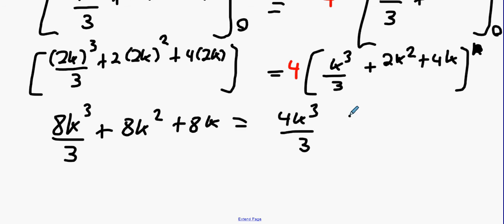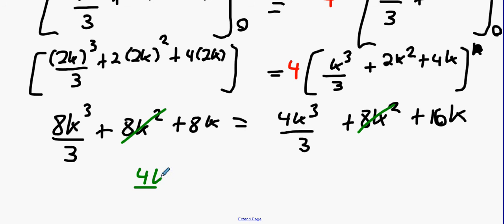Next one, 8k squared, thank you. Alright, this is not as complicated as I feared it would be. For what reason? They cancel. So that's a very good thing. 8 over 3 minus 4 over 3 is 4k cubed over 3. Bring the 16k over. You get minus 8k.